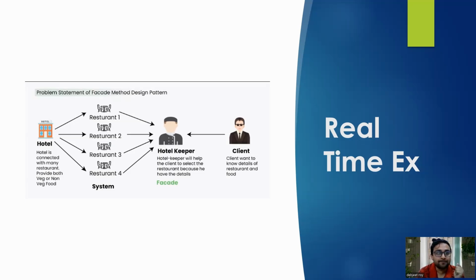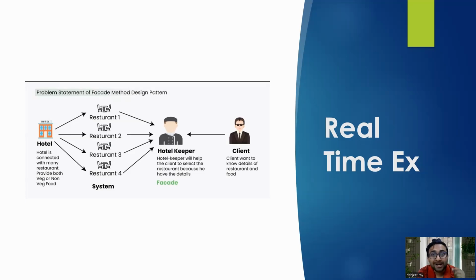So there is one hotel. Okay, so hotel is there, then restaurants are there, and then there is a hotel keeper, and then there is a client. Okay, so here the client will not interact with the restaurant directly. Client will interact with the hotel keeper. Okay. So with the help of hotel keeper, the client will get informed about what kind of restaurant they want to go to. Okay. So the client will ask the hotel keeper what menus are there for veg as well as non-veg. Okay. So the veg menu will be given to the client if the client is interested in veg, or the non-veg menu will be given if the client is interested in non-veg restaurants.